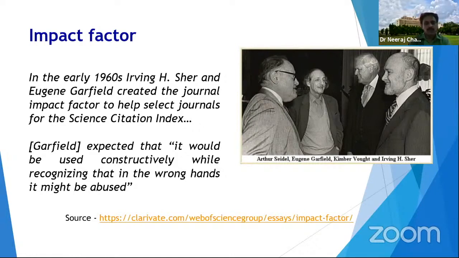But Garfield expected that it would be used constructively, while recognizing that in the wrong hands it might be abused. The origin of the impact factor might be a surprise to people. It was initially created to help libraries decide what kind of journals to purchase. We should purchase quality journals. So initially this was a big help for libraries and librarians to select quality journals.